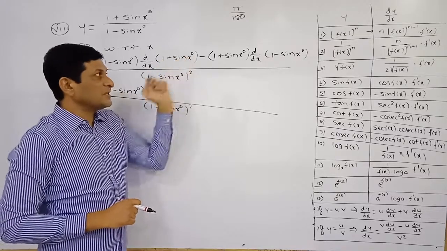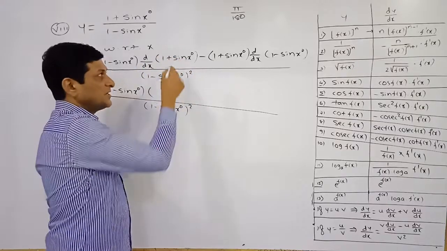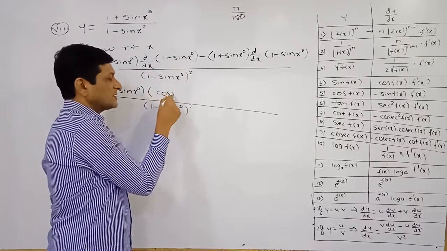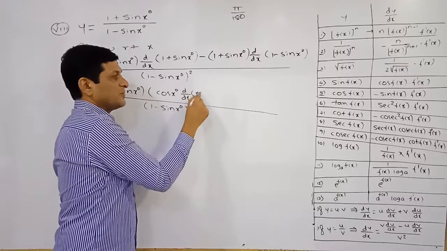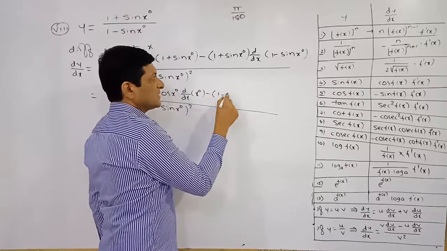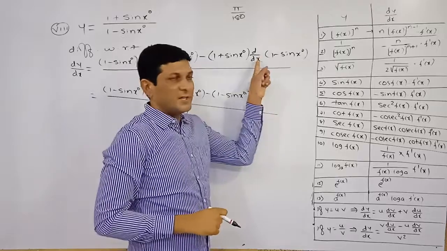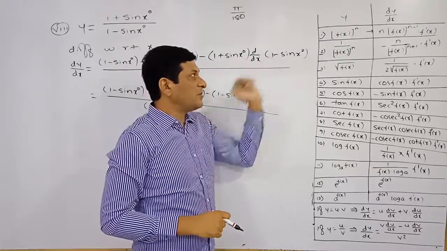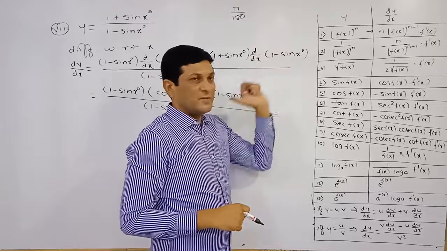The derivative of sin x degree, it is in the form of sin f of x. And what is the derivative of sin f of x? It will be cos f of x into the derivative of f of x, where f of x is nothing but x degree here. Again here, 1 minus sin x degree, keep it as it is. Here also we are finding the differentiation of this term. The derivative of 1 is 0, keep this minus as it is. Now it is in the form of sin f of x.